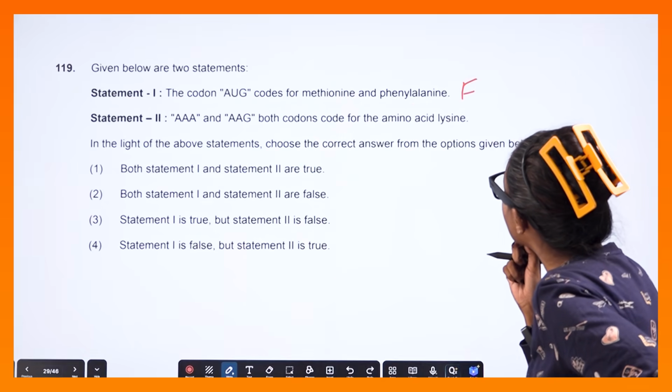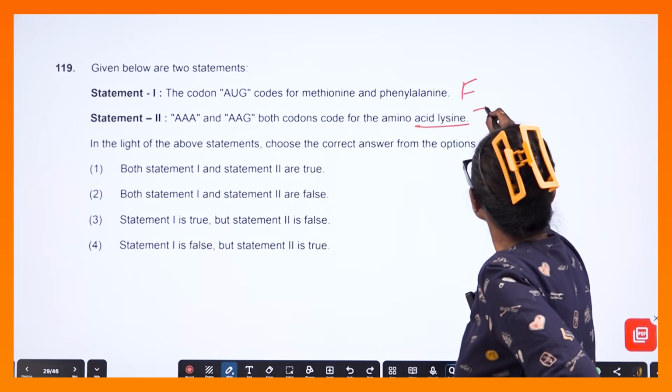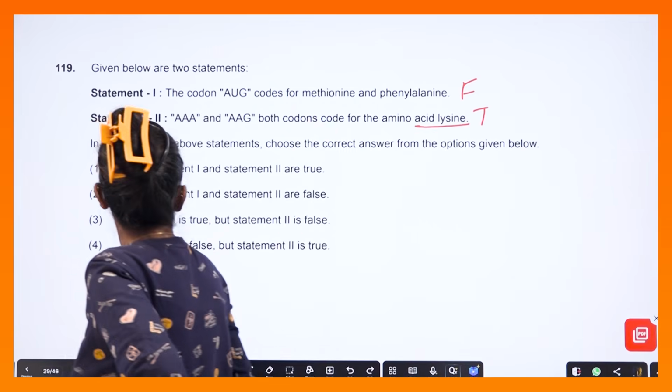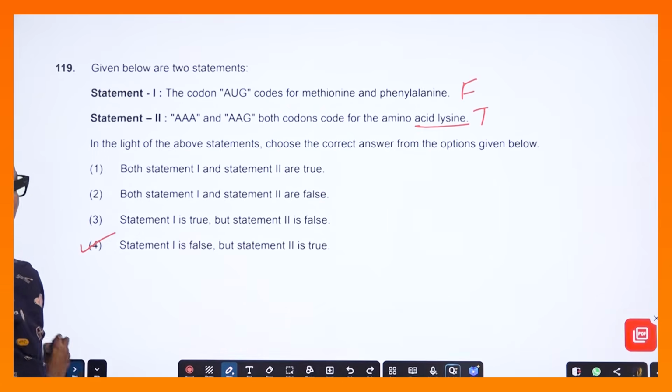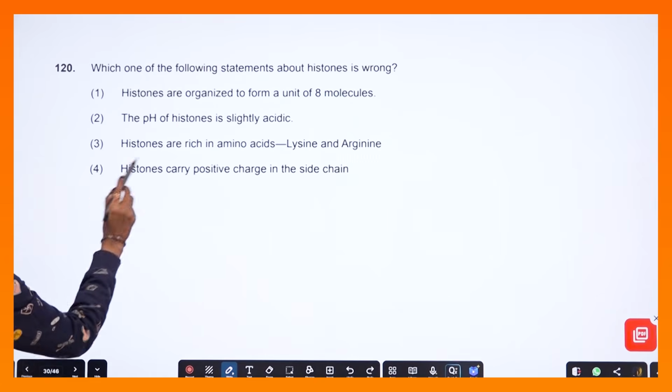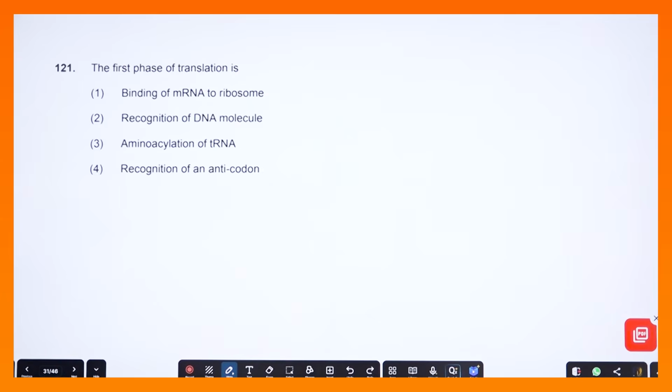AAA and AAG codons code for lysine. This is true. So A false, B true. Option 4, right? This is about histones and all. Okay, so this is fine. All right, let's move on.